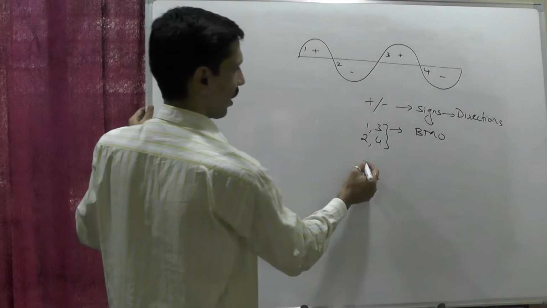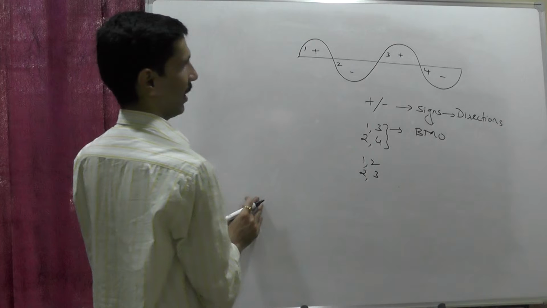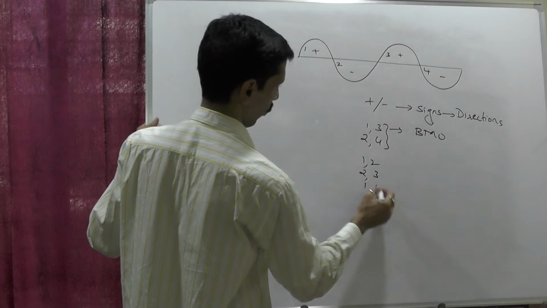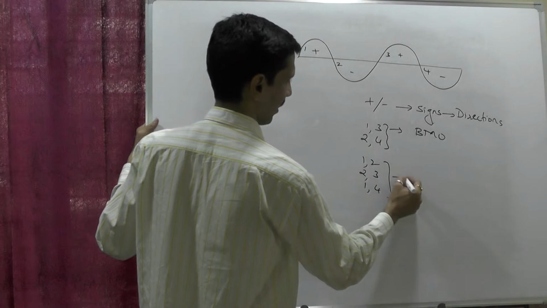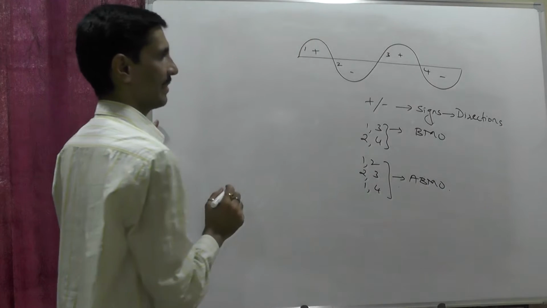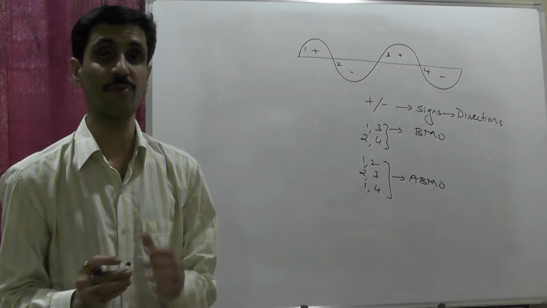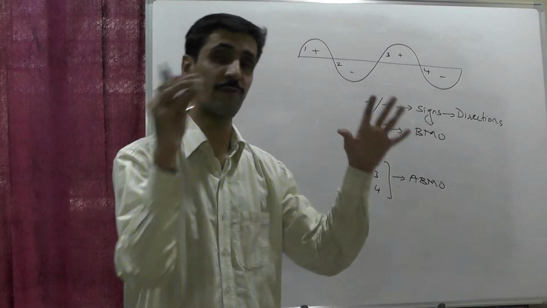But if I'm going to consider 1 and 2, or 2 and 3, or 1 and 4, then the signs are opposite. And that means it will result in what? An anti-bonding molecular orbital. Alright, so this is with respect to wave functions, or the wave properties.